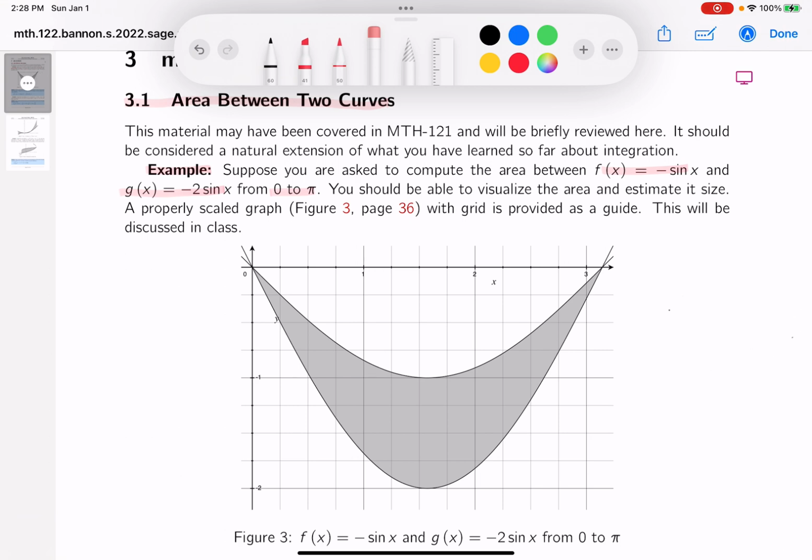Let's write this down again. This upper curve over here is y equals minus sine of x, and this lower curve over here is y equals minus 2 sine of x. What I recommend you do is a representative rectangle. And by doing that, you're going to be able to visualize a slice of the area, and this slice over here, all right? And the differential over here is dx.